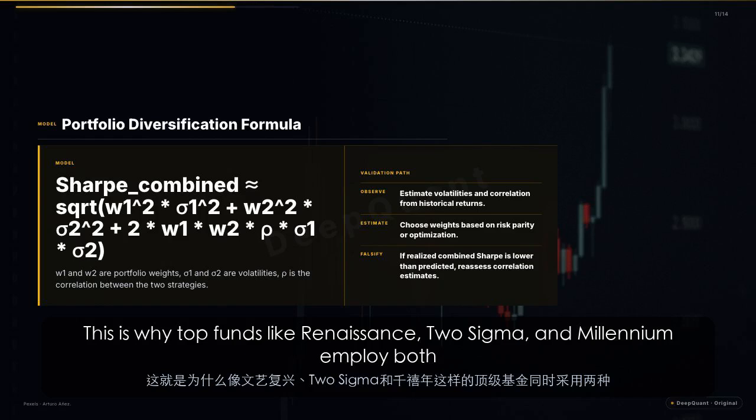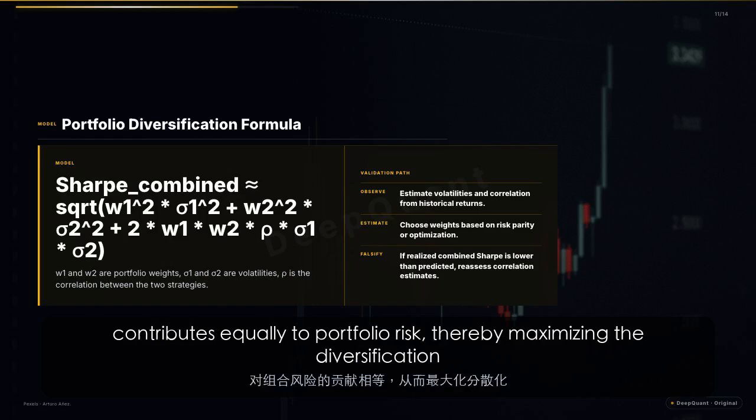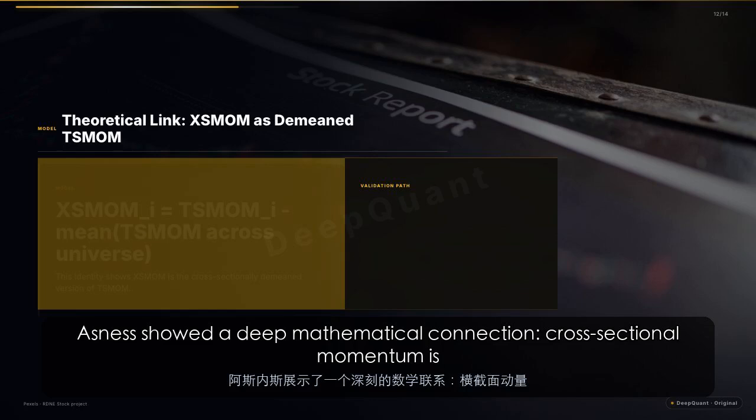This is why top funds like Renaissance, Two Sigma, and Millennium employ both strategies. They allocate capital to each based on risk parity, ensuring that each contributes equally to portfolio risk, thereby maximizing the diversification benefit. Asness showed a deep mathematical connection.